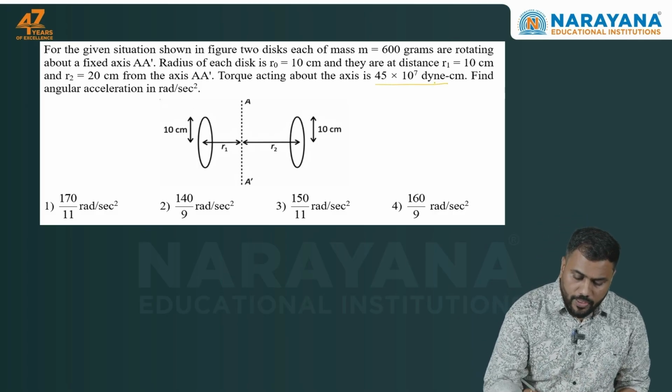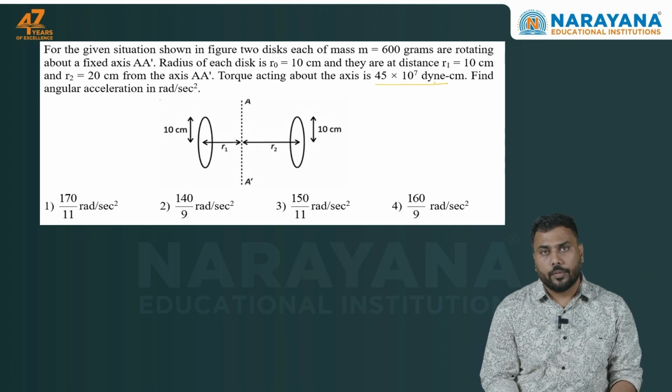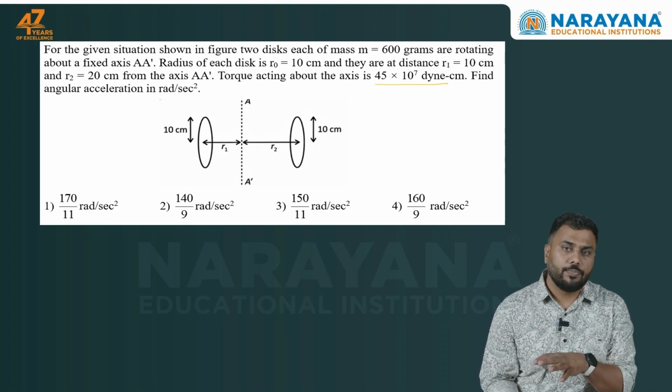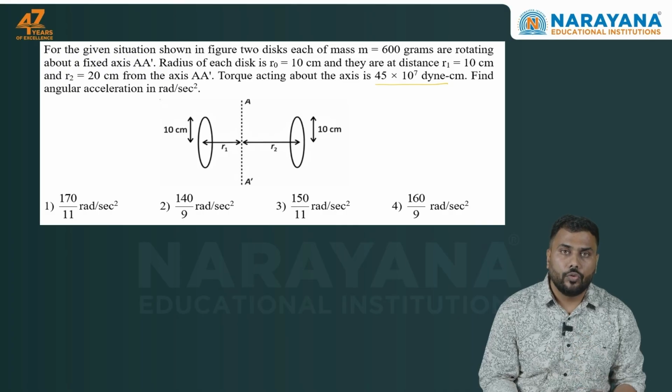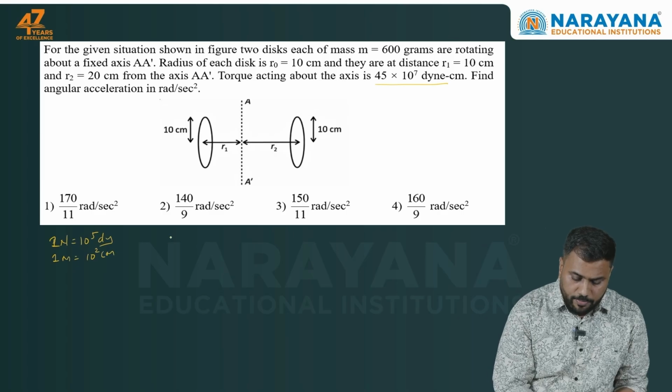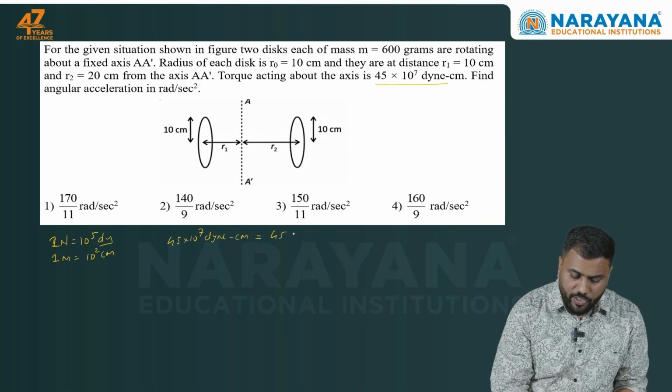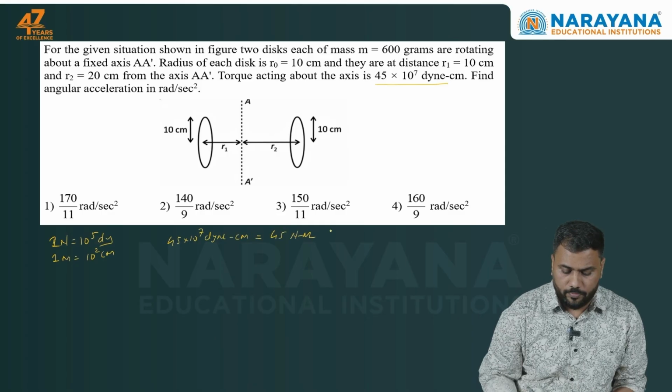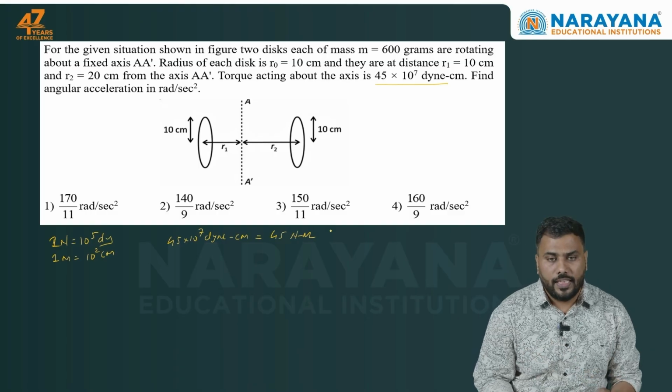See, the torque given in the question is in dyne centimeter. So I am going to first convert this dyne centimeter to Newton meter. As I know that 1 Newton is 10 power 5 dyne and 1 meter is 10 power 2 centimeter, this 45 into 10 power 7 dyne centimeter is nothing but 45 Newton meter of torque. So I know the torque value in SI units.